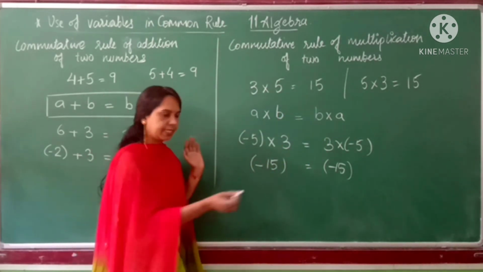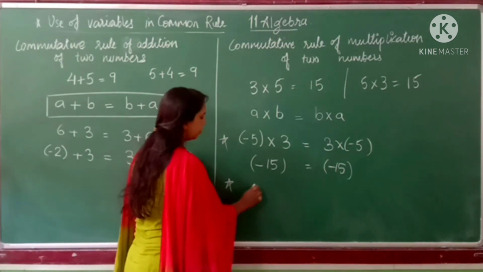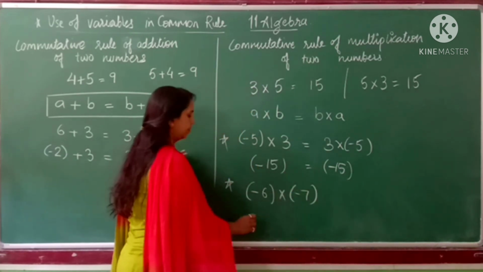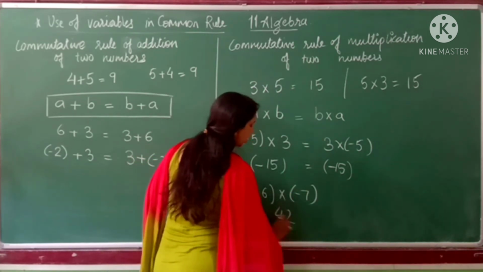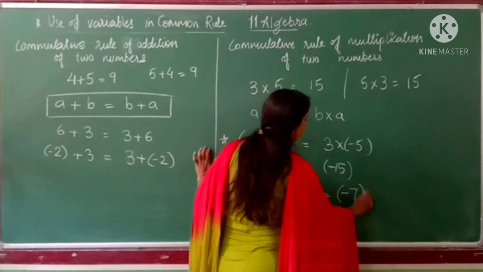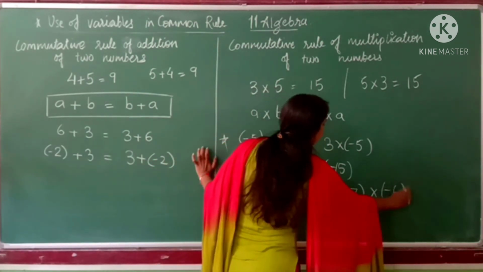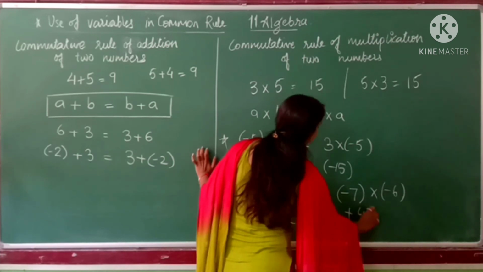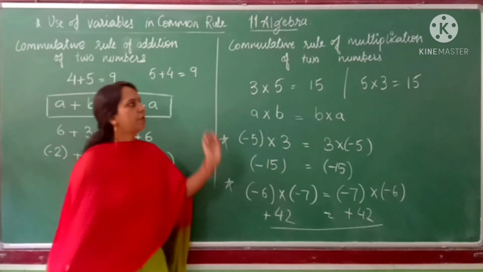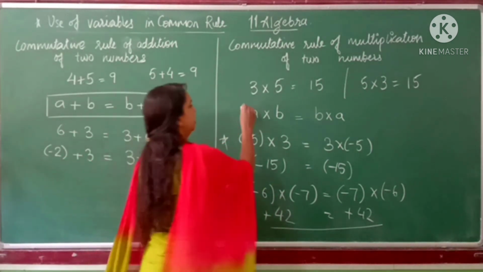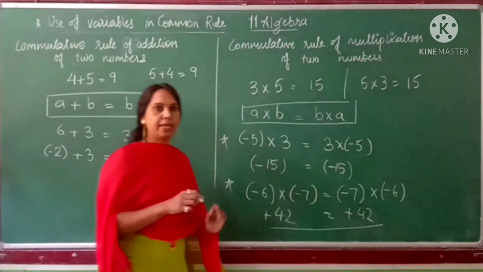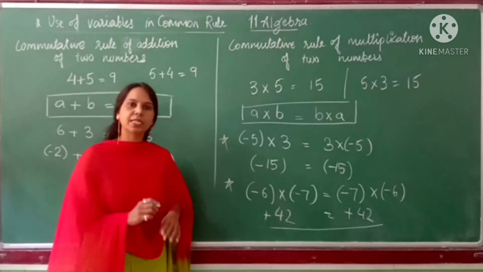So again, next example we will take minus 6 into minus 7 is equal to plus 42. Now interchanging the numbers, minus 7 into minus 6, again we will get plus 42. Okay. So the commutative rule of multiplication of two numbers is a into b is equal to b into a, where we have used a and b as variables.